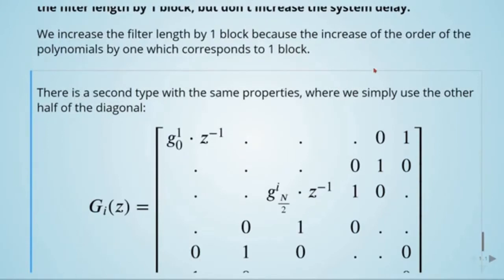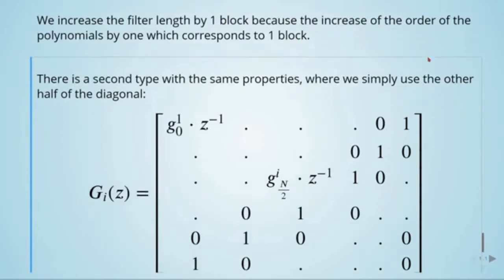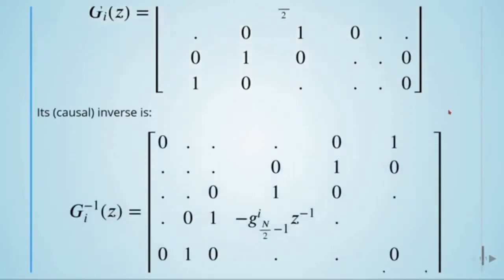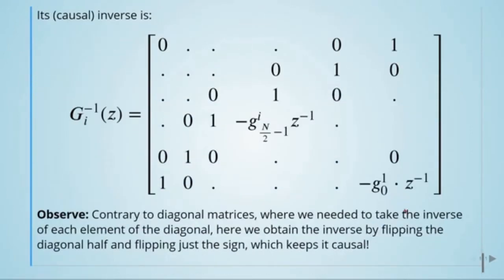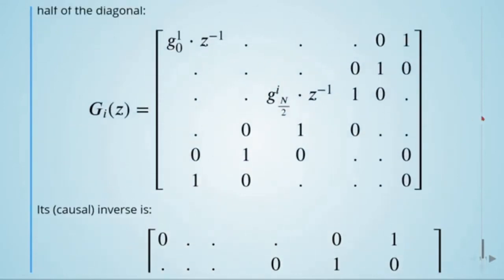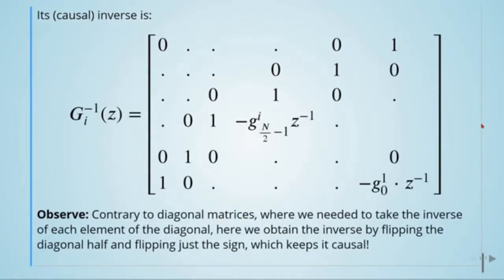There is a second type of matrix with the same properties where we simply use the other half of the diagonal. And we have it here. It's causal and the inverse is given here. So contrary to diagonal matrices where we need to take the inverse of each element of the diagonal, here we obtain the inverse by flipping the diagonal half and by flipping just the sign, which keeps it causal. So we are flipping the sign and we are flipping the diagonal half.